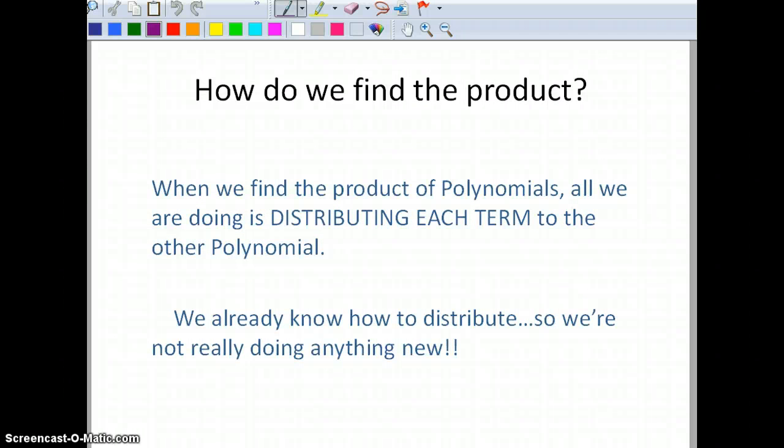Well, first of all, we need to talk about how we find the product. Well, product just means to multiply. So what we're really doing when we find the product of polynomials, we're just distributing each term to the other polynomial. So guess what? We already know how to distribute. We're not doing anything new.